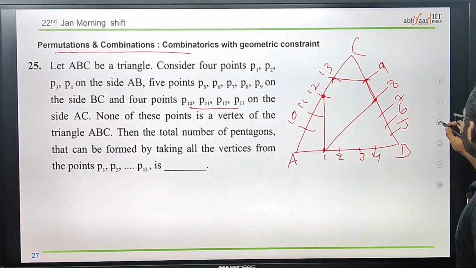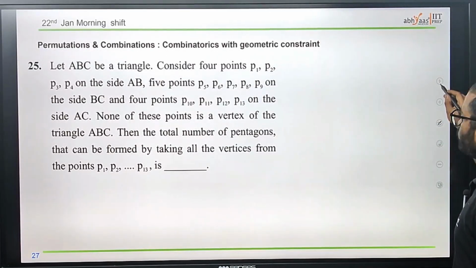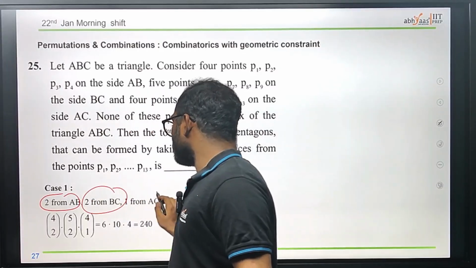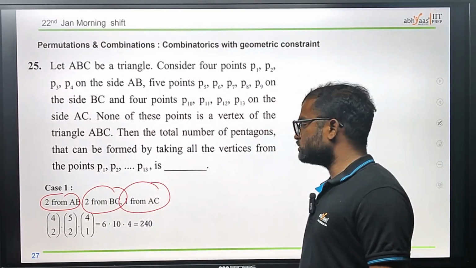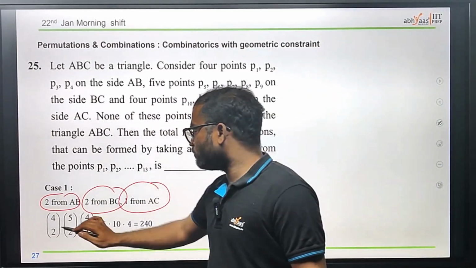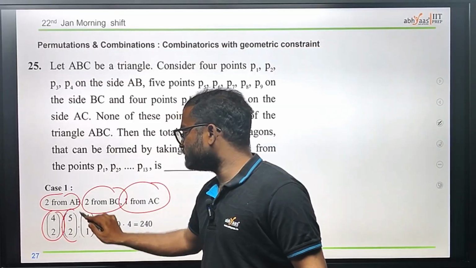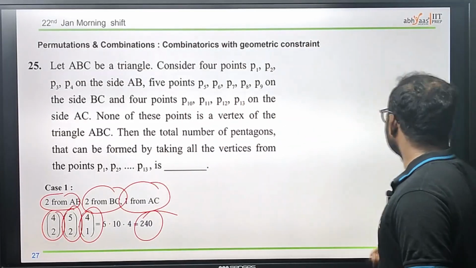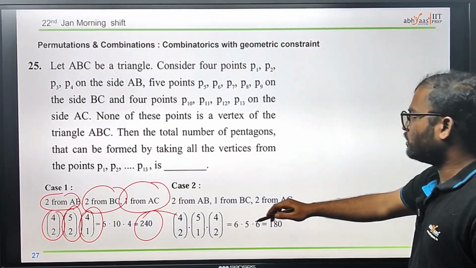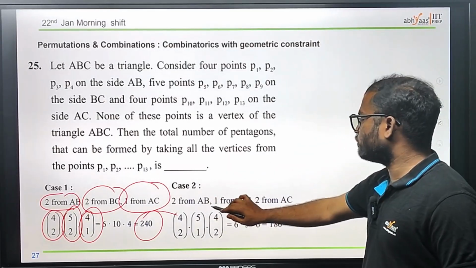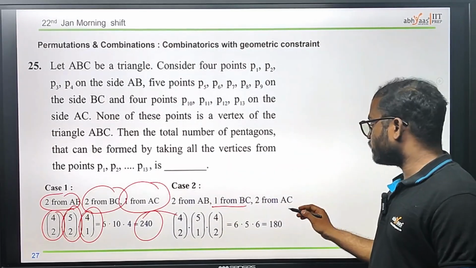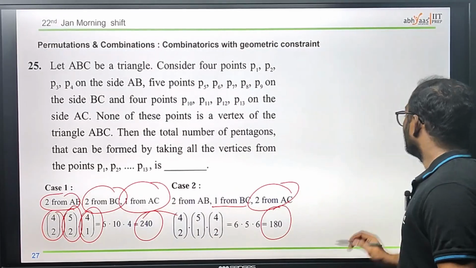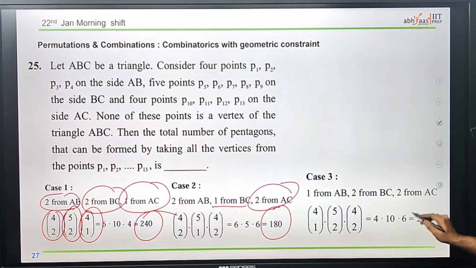There are 3 cases. In the first case, we take 2 from AB, 2 from BC and 1 from AC. That's 4C2 ways, 5C2 ways and 4C1 ways, which equals 240. Similarly for case 2, from AB we take 2, from BC we take 1, and from AC we take 2, which gives 180. In the third situation as well we get 240.